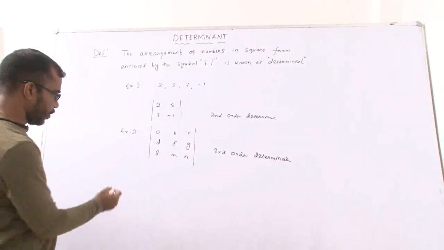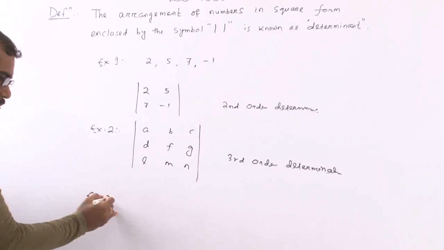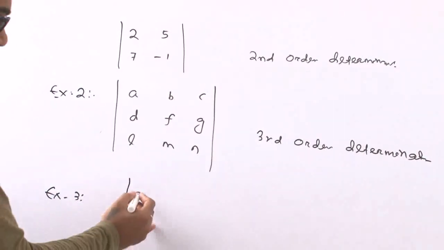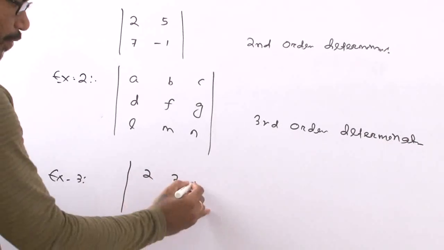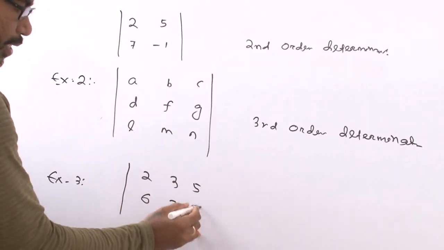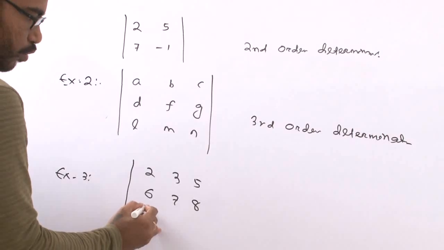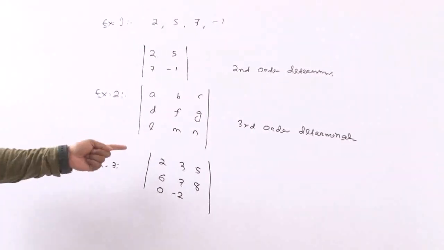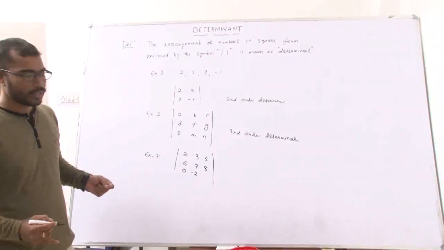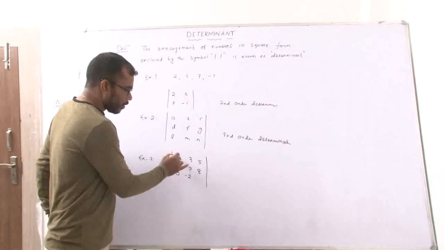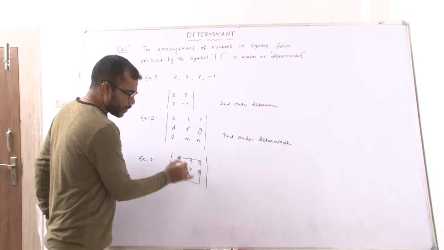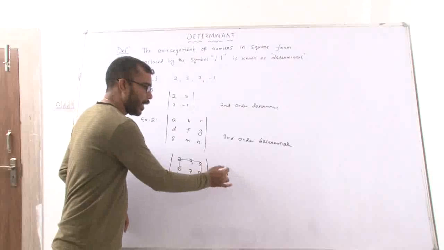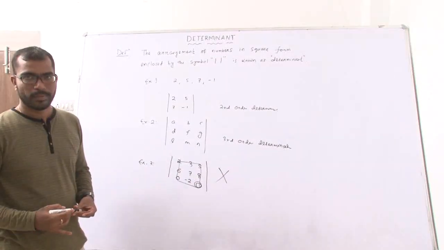Now take another example, suppose example 3. Suppose we arrange the numbers 2, 3, 5, 6, 7, 8, 0, minus 2. Is it a determinant? No, because it cannot be arranged in a square form. Some numbers are missing here. So it is not a determinant.